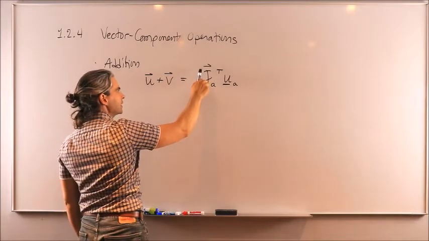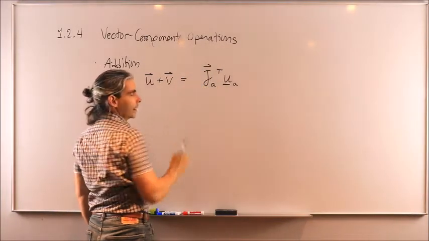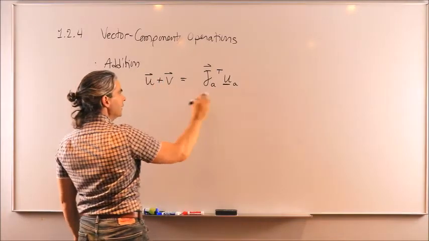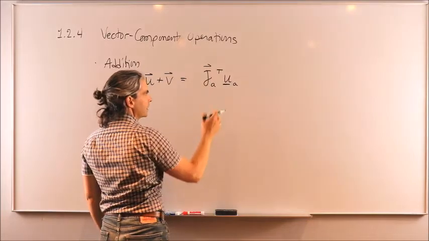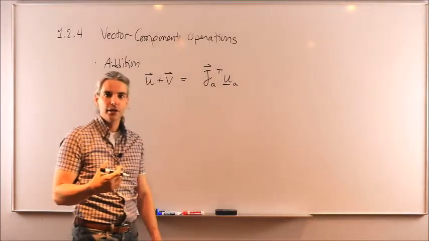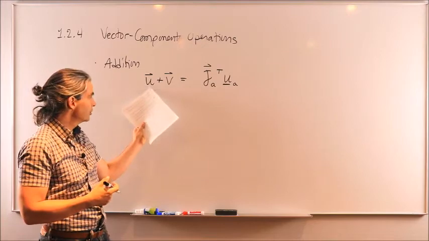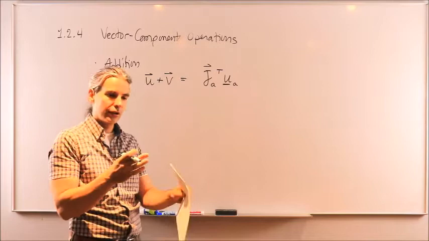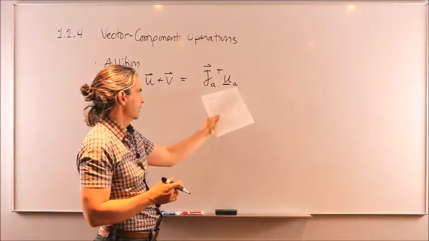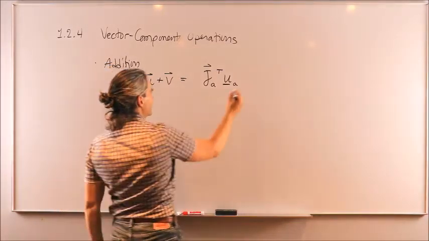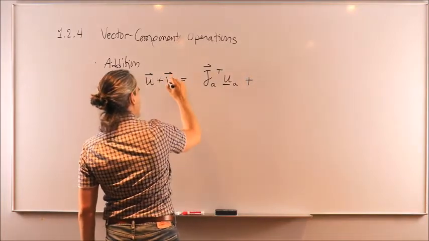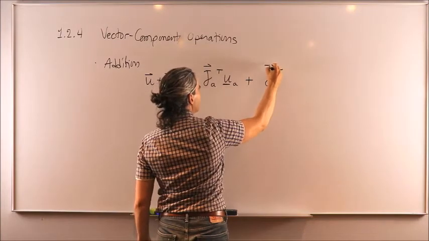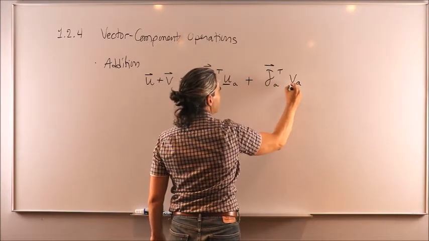Remembering that this is a matrix of unit vectors that are used to define reference frame A. And this is a 3x1 column matrix that contains the scalar components of vector u in reference frame A. So that is the x, y, z components of that particular vector seen in that particular reference frame A. Okay? So this plus vector v expressed in the same reference frame A, like that, and like this.